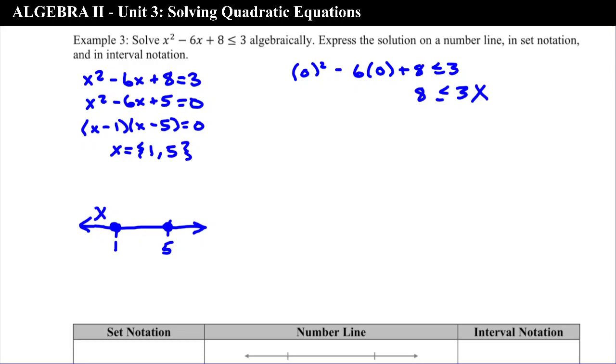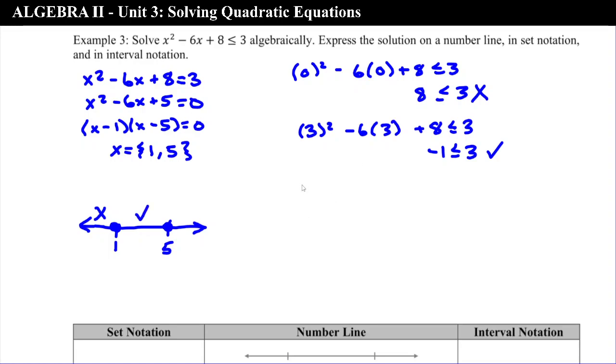Now let's check 3. That's between 1 and 5. So we've got 3 squared minus 6 times 3 plus 8 is less than or equal to 3. And when you do that math, you're going to get negative 1 is less than or equal to 3. And that's true. So on the number line, we're going to put a check there.